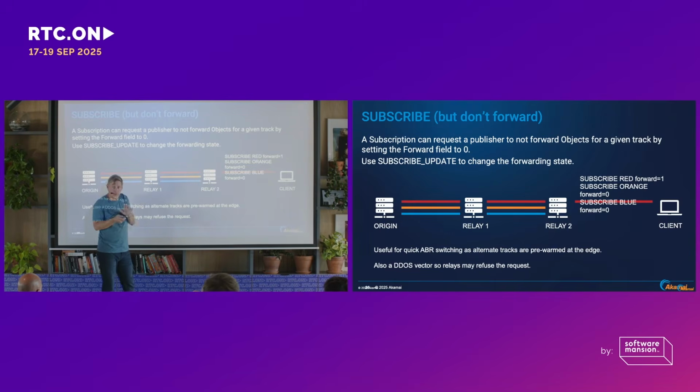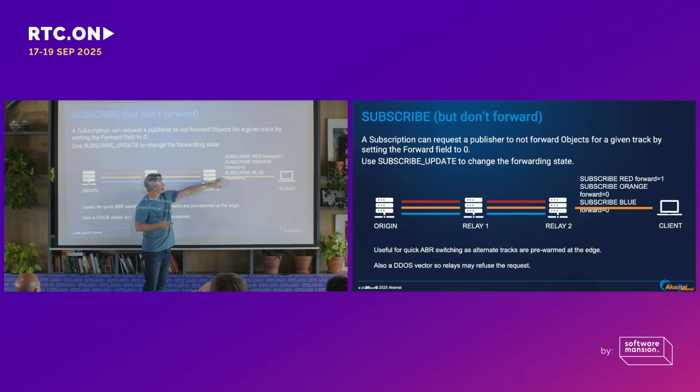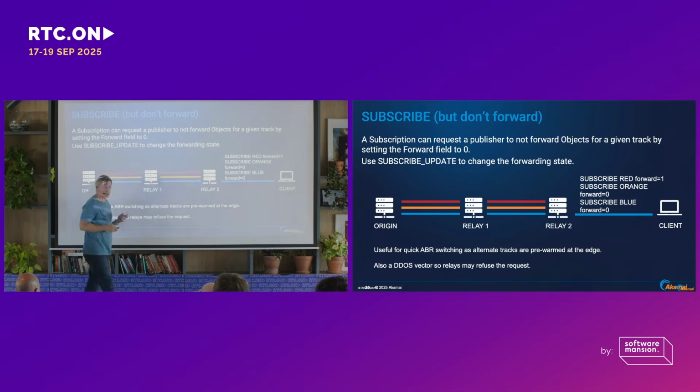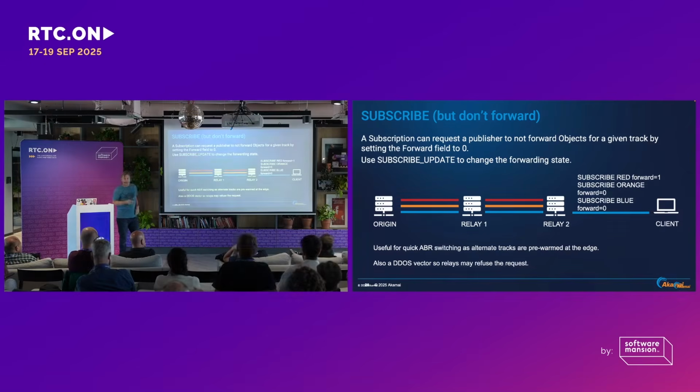So now when I want to do multi-bit rate switching, I can do it very quickly. I just turn off the forward flag and turn it on for another bit rate. And same for that if I want to switch down. So I don't need to make that trip to the origin. So I think this is a very interesting feature of MOQ that will certainly lower the level at which we can do multi-bit rate switching.